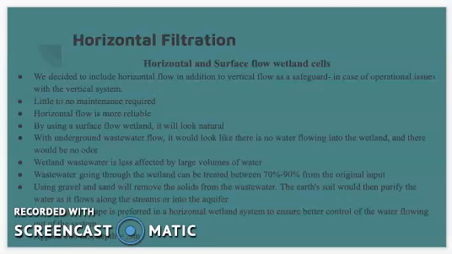By using the surface flow wetland, it'll look natural, so nothing will look like it's been touched by humans still. With the underground wastewater flow, it would look as if there's no water flowing from the vertical flow wetland to the horizontal flow wetland. And there should be no odor as well, because it's all going to be underwater. It'll all be submerged.